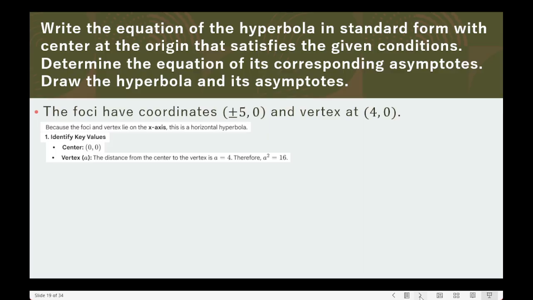Vertex. Okay, so from the point of origin, we locate one point, which is the distance from the center to the vertex. So that is denoted by a, which is equal to 4. Therefore, it follows that a squared equals 16.